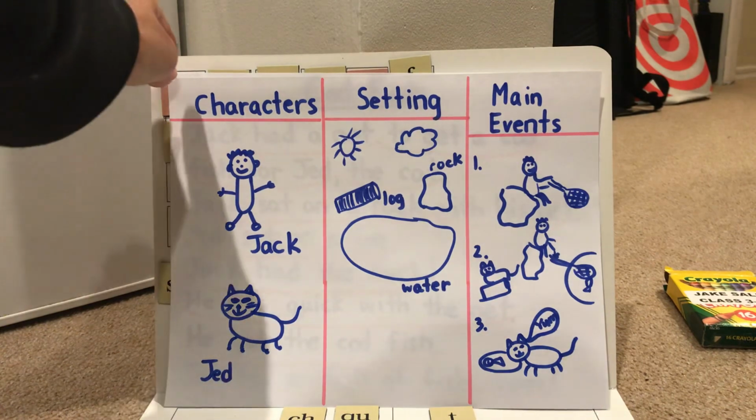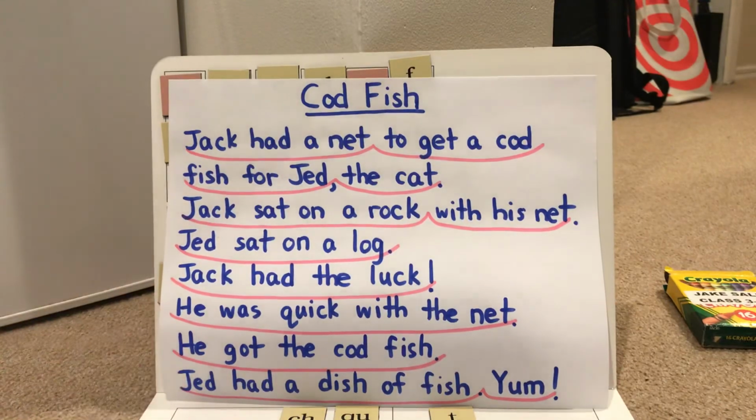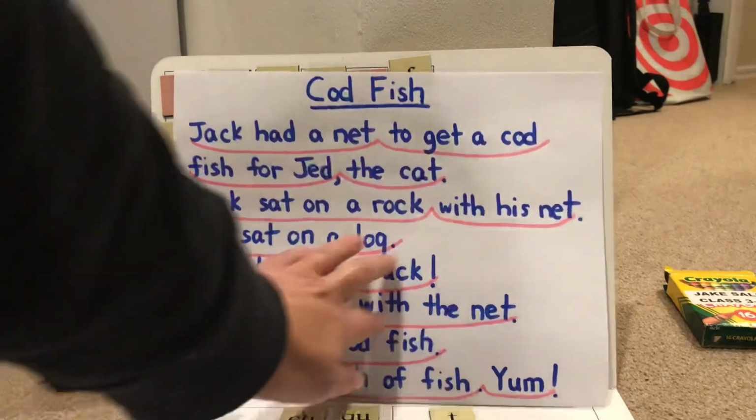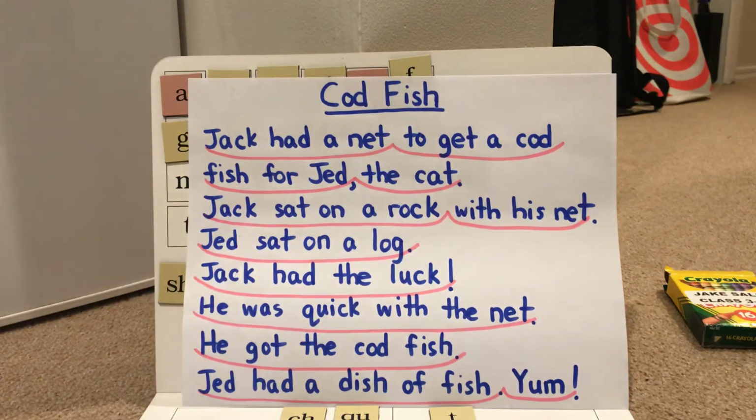Okay, boys and girls, so when you stop the video, you could practice reading the story. Next week when we read the story, we're going to look at all the words and find and mark the digraphs. Okay, have fun.